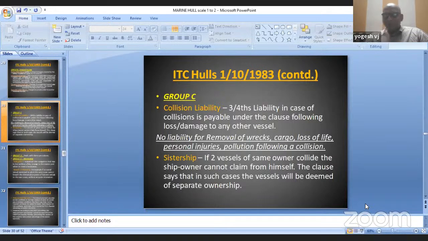वो भी क्या करेंगे, तो both to blame collision liability रहता है, so both the vessels will be considered as totally different parties and claim will be paid accordingly. Otherwise ये इसके ऊपर क्यों फाइल करेगा क्लेम? If there are 100 vessels, a fleet of vessels at the same port, आगे पीछे करते हो, लग गया टक्कर. Not that we know of, but ho gaya, toh kya kare? So this sistership clause says that even if the vessels belong to the same owner, they will be considered as two different parties and claim will be settled.